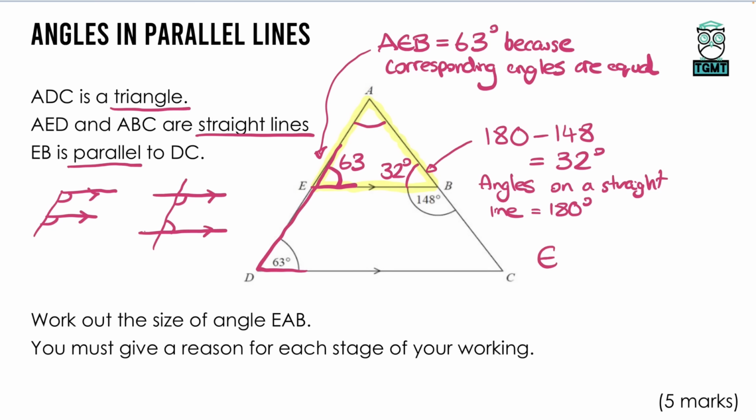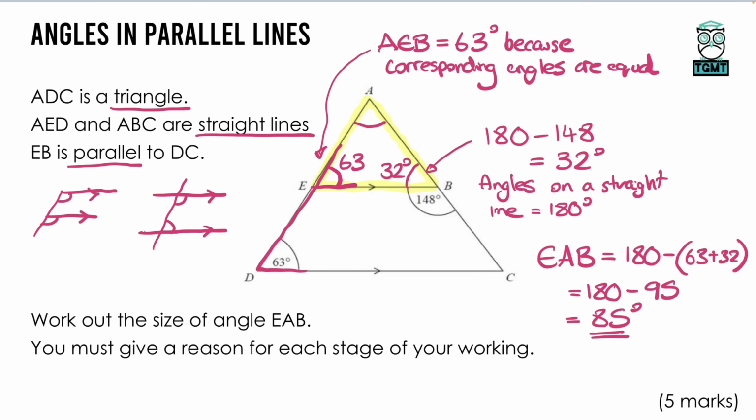So I'm going to say EAB is equal to 180, subtract the total of, we'll say 63 plus 32. We need to work that out, so that is 180, take away 95, which is equal to 85 degrees. Next to that, I need to finish off by putting my final reason, which is that angles in a triangle add up to 180 degrees. I'm just going to put angles in a triangle equal 180 degrees, just for simplicity of our example here. So there we go, that angle is 85.